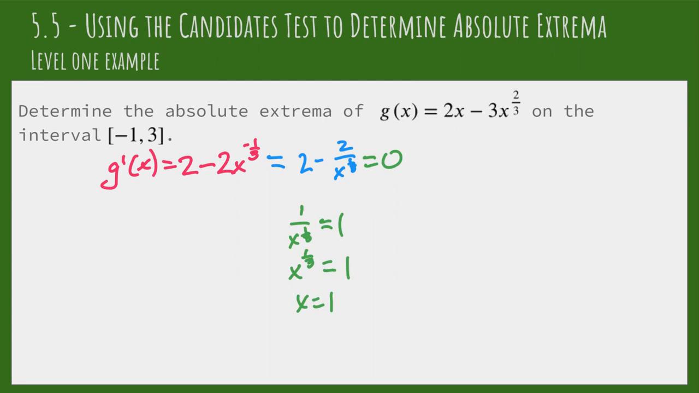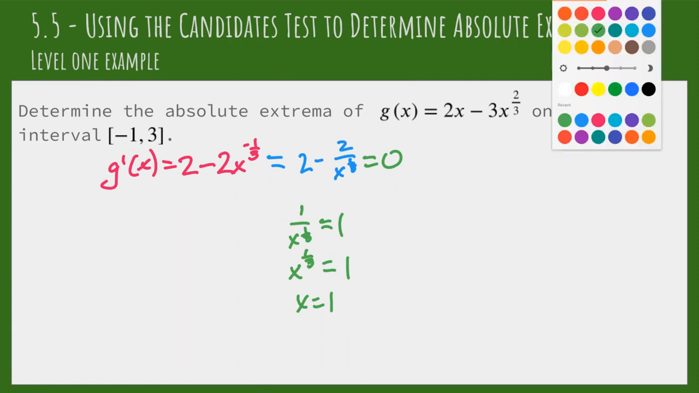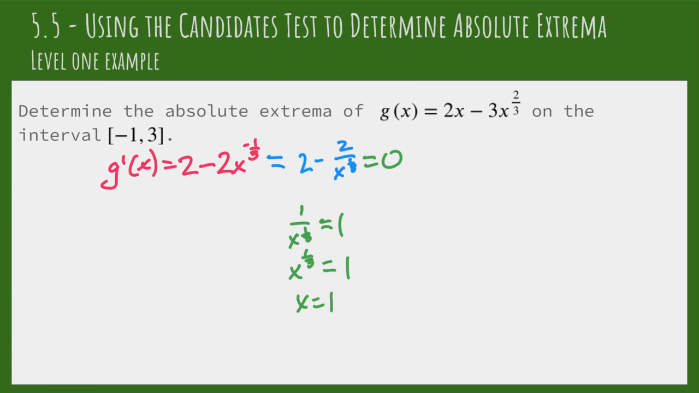Now, we're also going to get a point on this interval where the derivative is undefined. The derivative is going to be undefined when the denominator in our fraction is equal to 0. So x to the 1/3 equals 0, which is going to give us x equals 0. So we have a critical value here where the derivative equals 0, and a critical value here where the derivative is undefined.